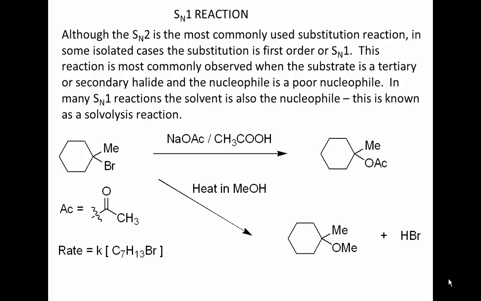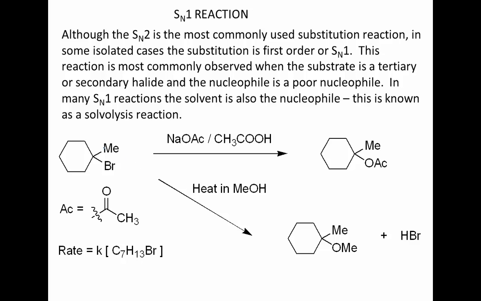This requirement for the poor nucleophile is because the SN2 reaction can sometimes take over, or another process called elimination, which we'll look at later, can occur. This requirement is kind of stringent, and often to get a poor nucleophile you just have to use the solvent as a nucleophile. And this type of reaction where the solvent is also the nucleophile is known as a solvolysis reaction. So down below we have a good example of a classic SN1 reaction.